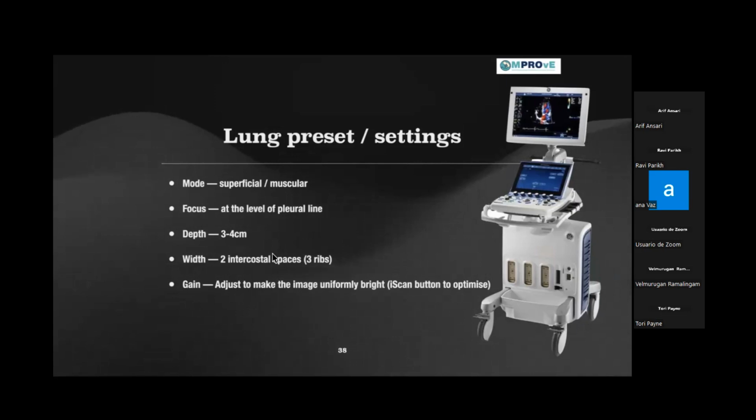So we need at least 2. You get more than this with your linear probe. Nothing like it, but at least you should be able to get it to 2 intercostal spaces.